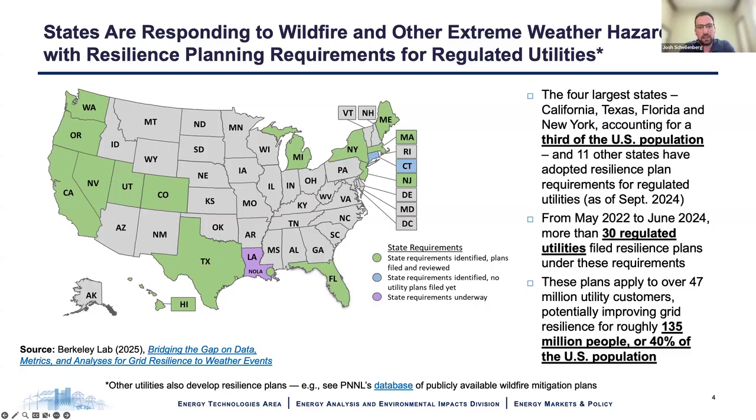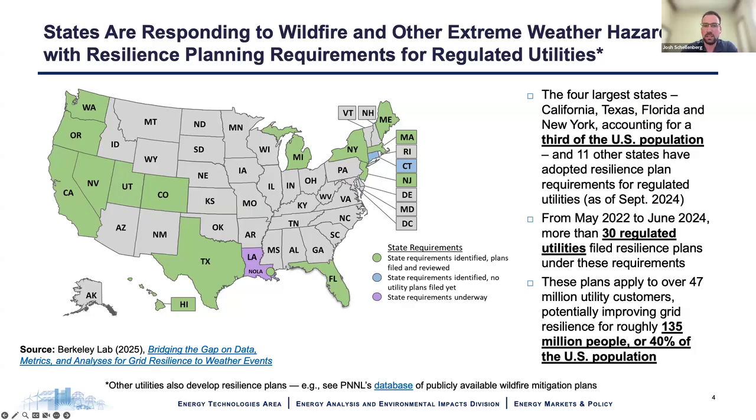And you can see here in the map in green the states that have resilience plan requirements in place, and utilities have already filed plans that have been reviewed and the investment has been approved, or a portion of it, in many of these states. In blue, we see where states' requirements have been identified, but there are no utility plans filed yet. And then finally, we see in Louisiana that state requirements are underway and are yet to be approved to move forward for that state.